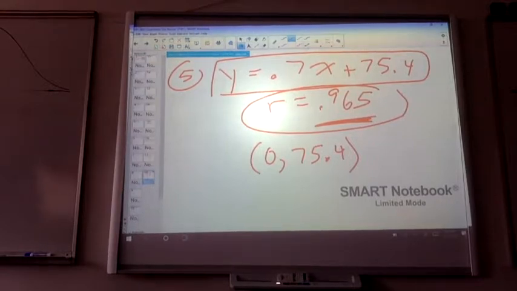And approximate the temperature when 15 people are in the room. So I'll plug 15 in there, so I get 0.7 times 15 plus 75.4. I'm pretty sure you can figure that out using a calculator.